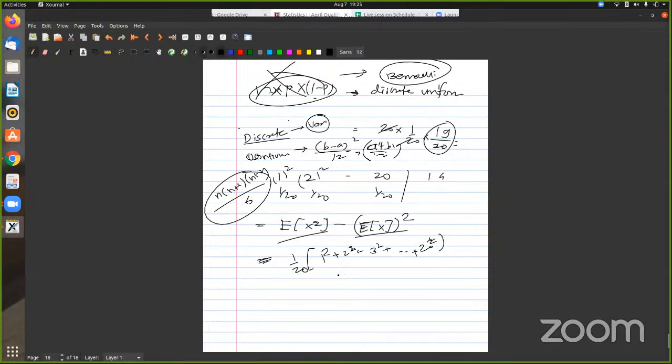Then you have to subtract: 1 by 20 into 1 plus 2 plus until 20, the whole sum, whole squared. This is the sum of the first n natural numbers, n into n plus 1 by 2. Here it is 20 into 21 by 2, with 1 by 20, so this whole square. This value you are getting. Okay.